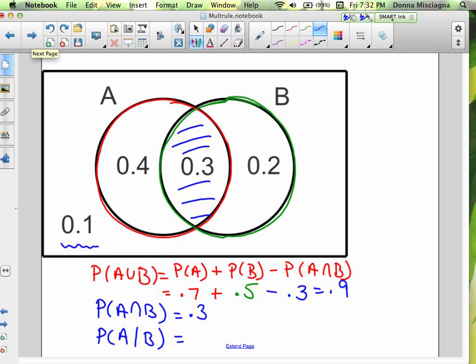So that's really easy with the Venn diagram. No calculation required. All right, so now this is the probability of A given B. That's going to be the probability of the intersection of both, where those two intersect, in parentheses, divided by the probability of the given. In this case, that's the probability of B.